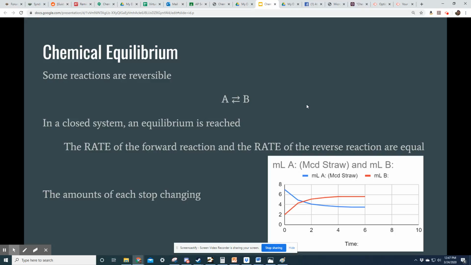And so this process can happen over and over until the rate of the forward reaction and the rate of the reverse reaction are equal. And what happens is the amounts that are present stop changing. And we saw this in our lab. Here's the data that we took from a group, and you can see that around time 4, they've reached equilibrium. The amounts of A and the amounts of B are no longer changing.